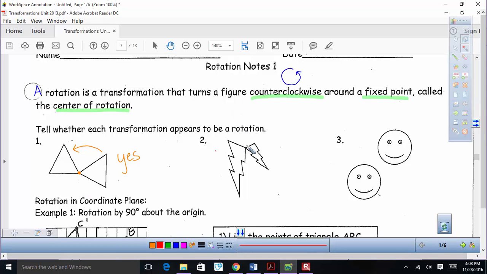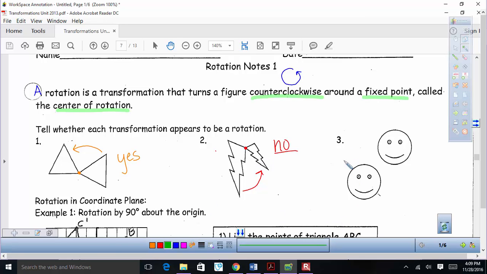Now, for number 2, we look for a fixed point, and we do have that. Then we want to see if this rotates counterclockwise. And it does appear to rotate, but the problem here is this lightning bolt looks dramatically bigger than this lightning bolt. So in this first one, the size didn't change, it just rotated. Here, it did rotate, but the size changed, and if the size changes, it is not considered a rotation. So this one would be no, because these are different sizes.